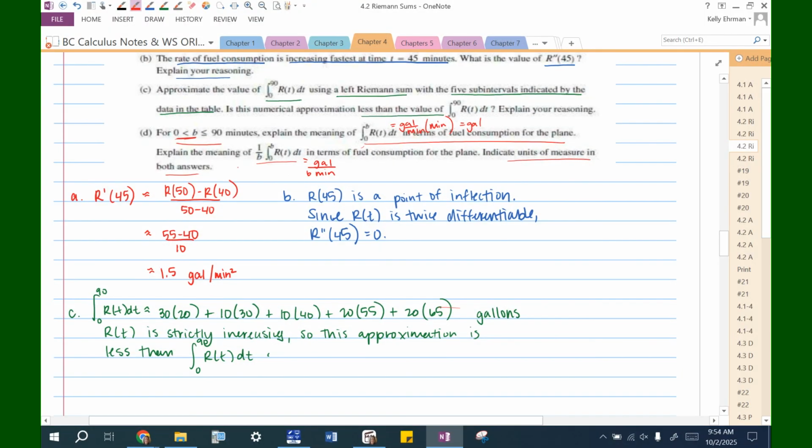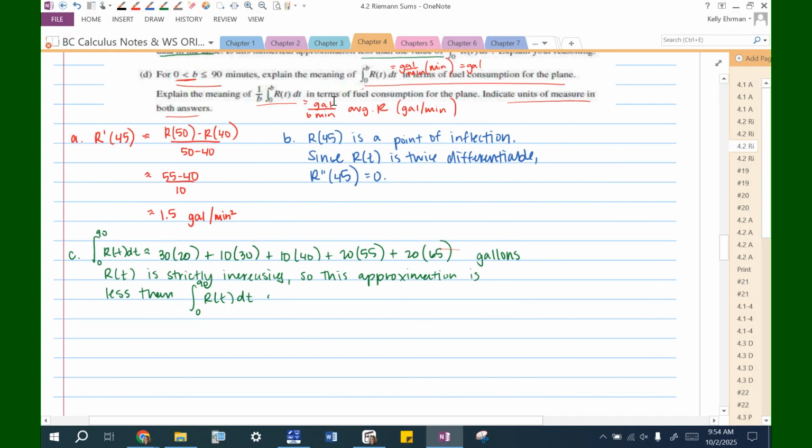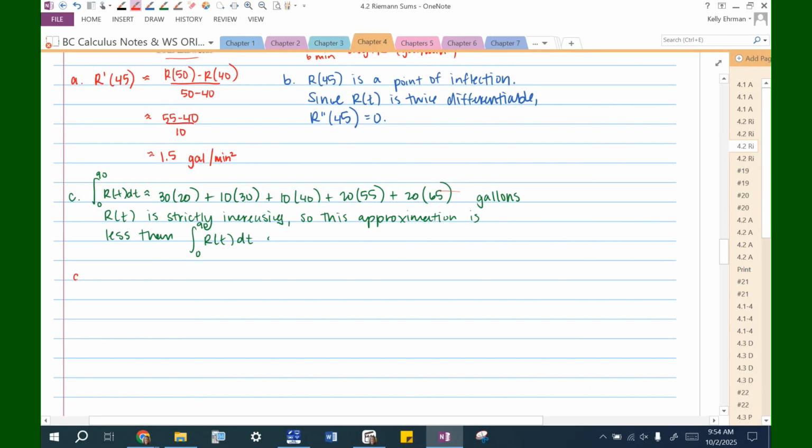This is our formula for an average. It's like our average R. And remember, R is measured in gallons per minute. It's like our average value. You're adding up all of the R of t's and dividing by how many minutes we looked at. Okay, so let's put that into translation.